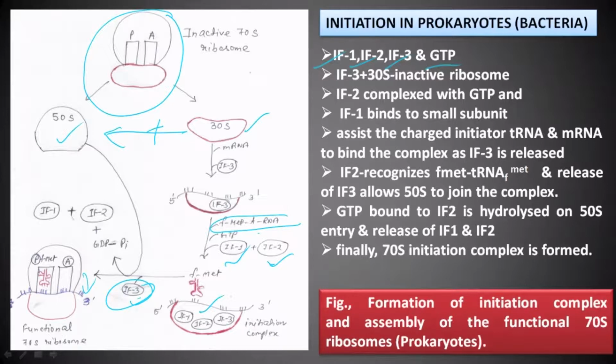GTP is bound to the IF2. Here GTP, you have seen here, is bound to the IF2. It gets hydrolyzed at these steps on 50S entry, and the release of IF3 and IF2, these two get released. Finally your 70S initiation complex is formed.